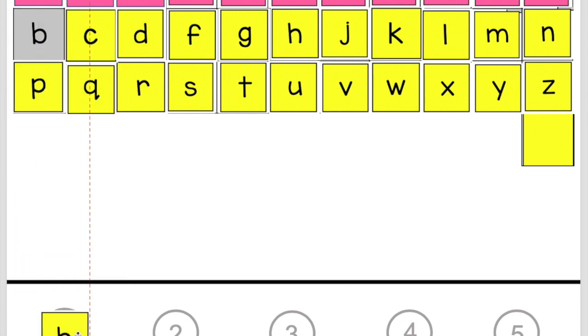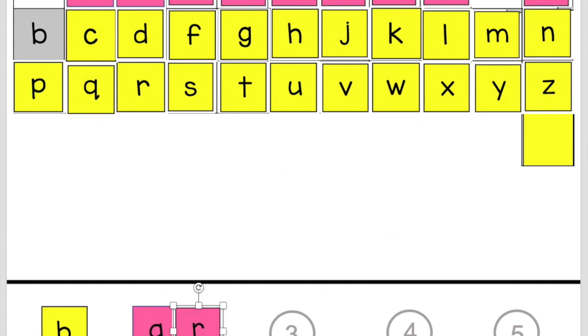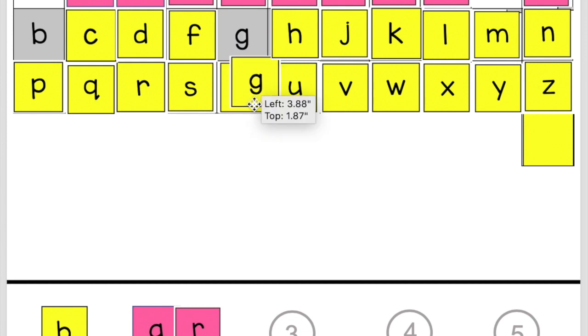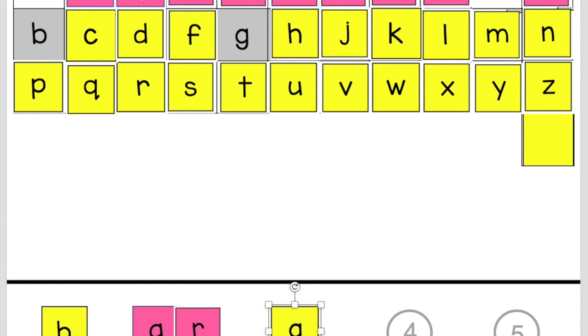B. R. How am I going to spell the vowel? There's only one way to spell R. Think of our apartment. A-R. Is that how you spelled it? Nice job. B-R-J. Got my J sound at the end of the word, so we know we're going to spell it with a G. And then what letter?